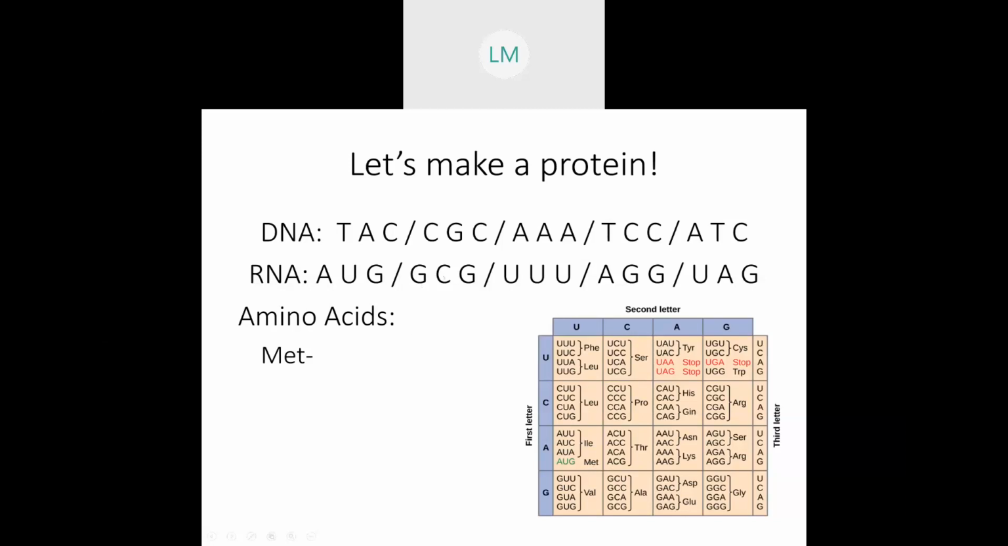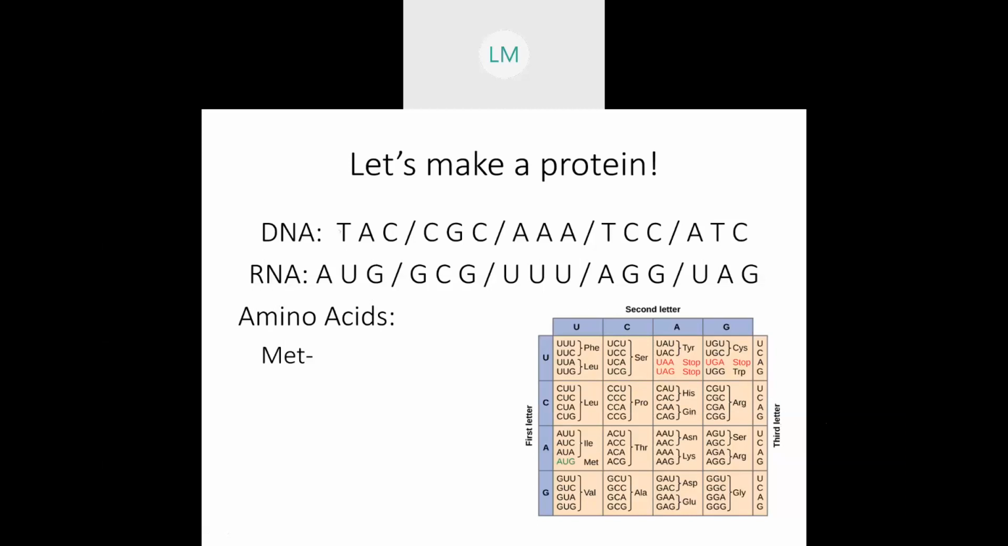Our next one, GCG. So first letter is G, second letter is C. GCG refers to amino acid ALA. So Baylor asked a question, how do we know what letter pairs with the RNA? I'm not sure what you mean here.